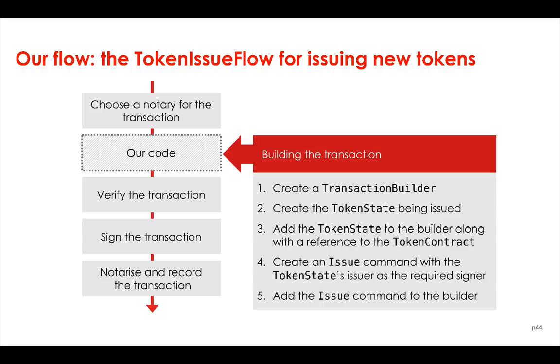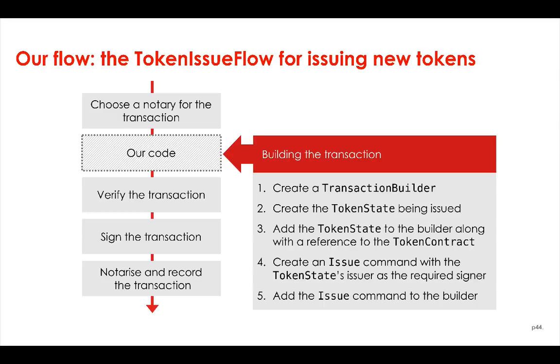In our case, the issuer is the only signer of the transaction, so we don't need to collect signatures from other parties. However, you'll often see in more complex flows that that's a common step as well, going out to other nodes and getting their signatures. And so we've already implemented all these steps for you in the flow, except for the step of building the transaction. And building the transaction is one of the more complex steps in a flow.